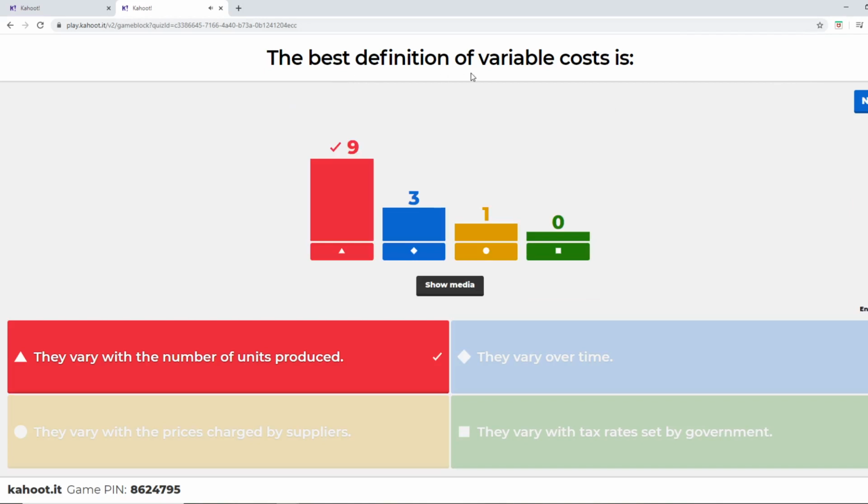Okay, so the best definition of variable cost is that they vary with the number of units produced. See, that's the definition. So that is good. Number three, they vary over time. That is not the most correct answer. Think about this: it may not vary over time. If you fix your output, then they are going to be the same, right? Okay, so let's go to the next one.